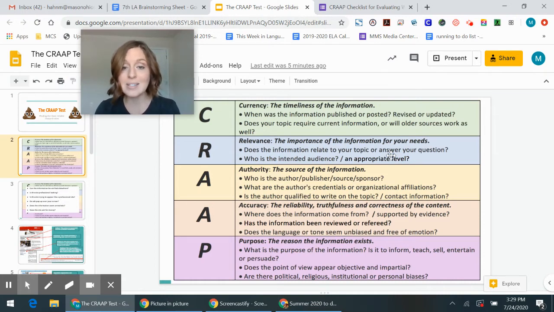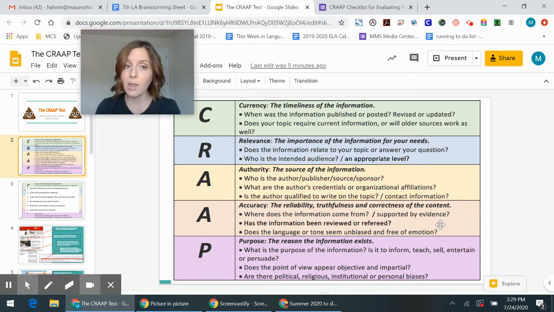Is the information reliable, truthful, and correct? So ask yourself these questions down here in the orange category. Where does the information come from? Is it supported by facts and evidence? Has the information been reviewed or refereed? Does the language or tone seem to be unbiased or free of emotion?